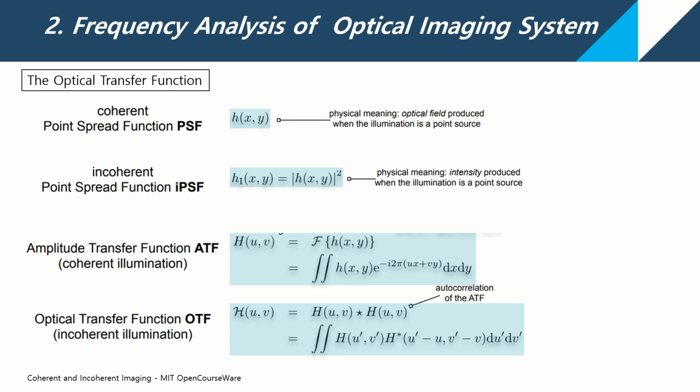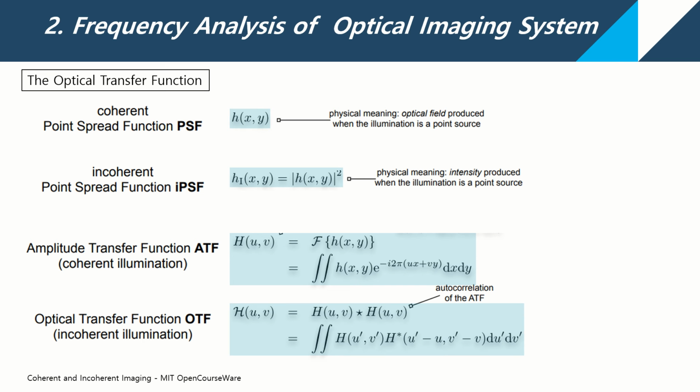Let's move on to the next chapter. In chapter 6, we analyze the optical imaging system. These are the basic relationships and terminology. In the coherent case, the point spread function, shown as h, means the optical field produced when the illumination is a point source. In the incoherent case, the point spread function, shown as hI, is the squared absolute value of h, and this means the intensity produced when the illumination is a point source.